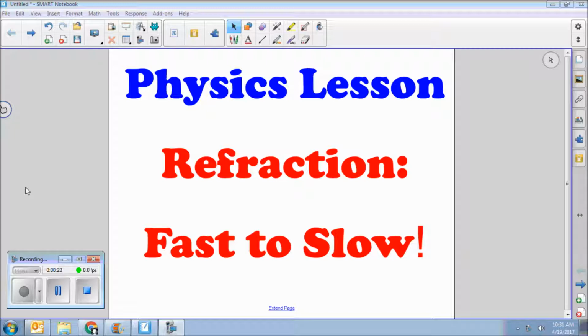Today we're going to focus solely on problems where the light changes medium, so it's going to go from one substance to another, like from air to glass, or water to glass, or whatever. And that change in medium is going to cause the light to slow down. Okay, so our light's going to go from a medium where it travels fast to a medium where it travels slow. And then in the next video we'll talk about the other side of that, if it speeds up, if it goes from slow to fast. Okay, so here we go.